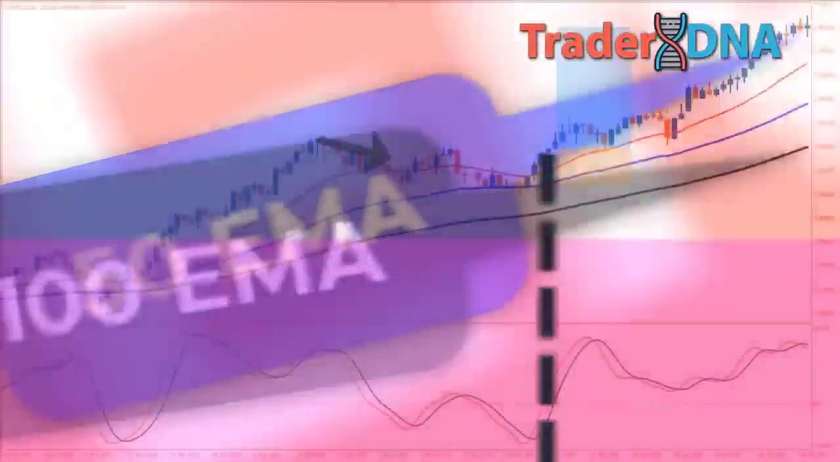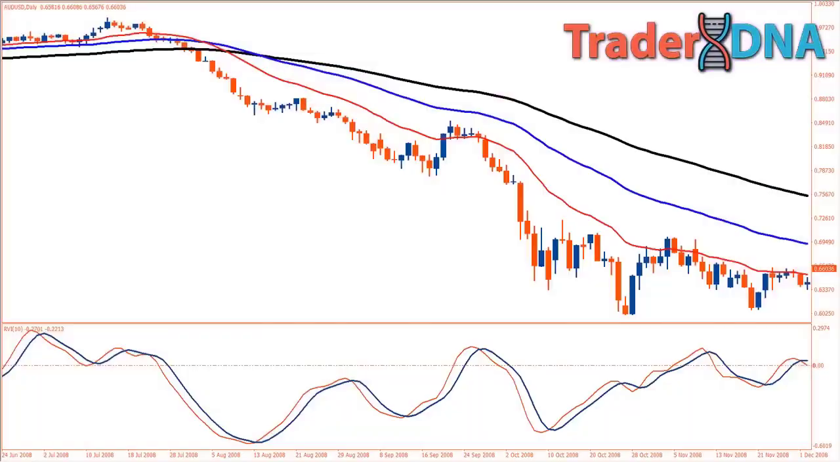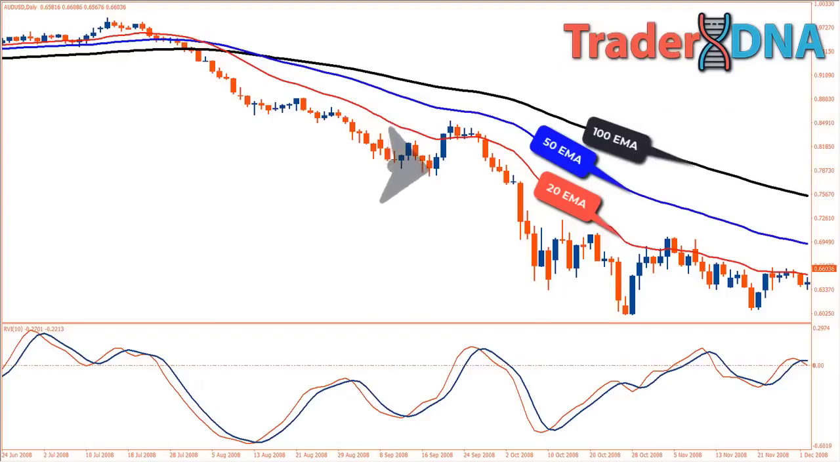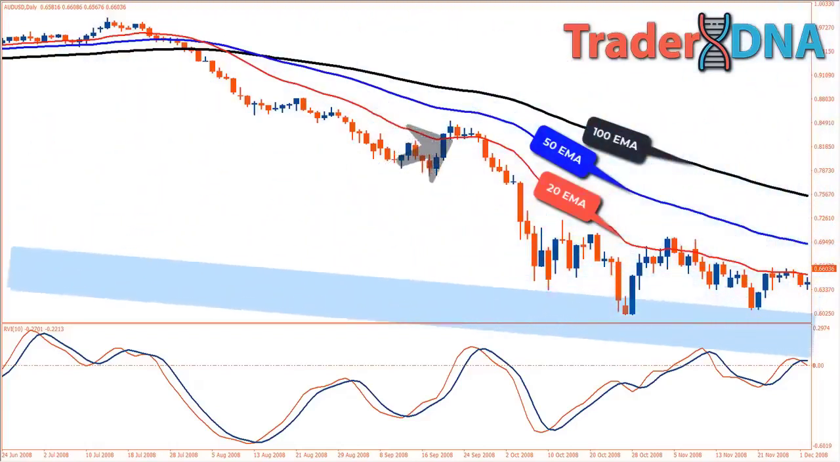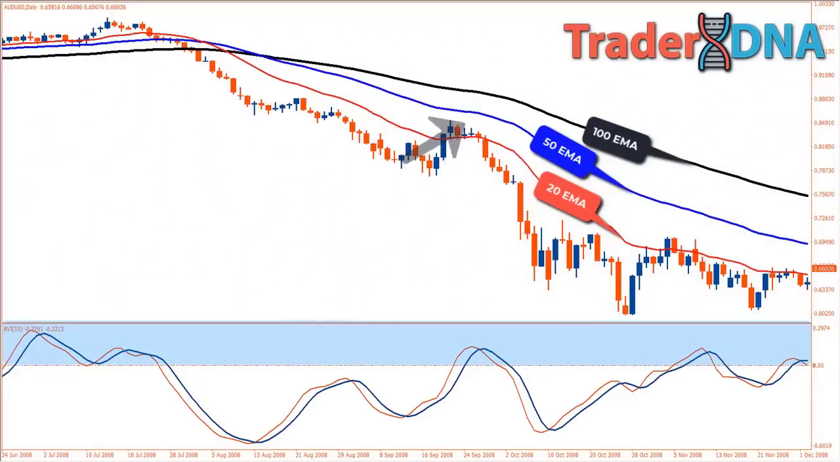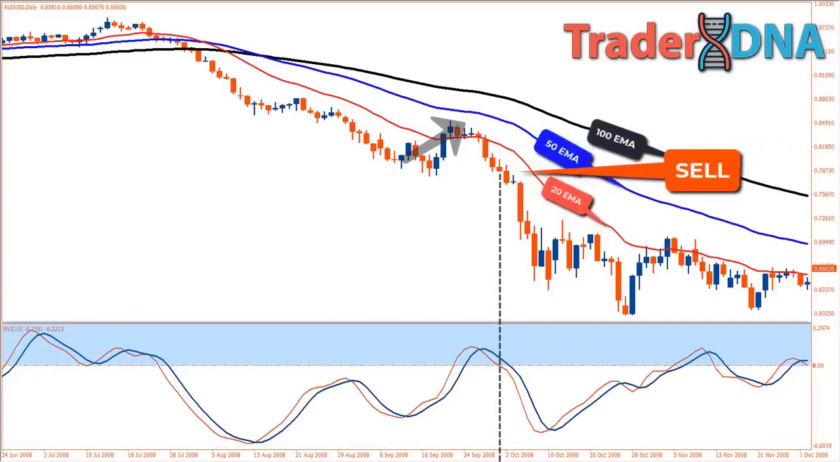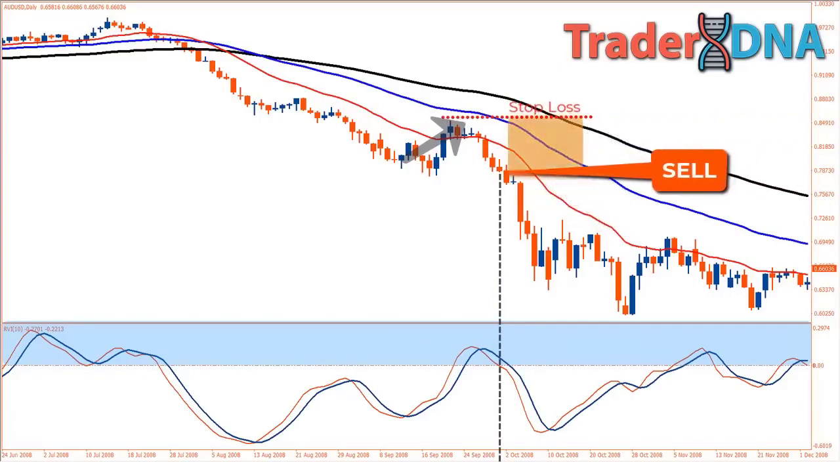In the second setup, we want to sell. In this chart, the 20-period EMA is below the 50, and the 50 is also below the 100. So first we are waiting for the pullback into the exponential moving averages and for the RVI oscillator lines to reach the overbought area. Once the RVI indicator makes a bearish cross below the center line, we can take a short position and place our stop loss above the nearest swing high or above the 50-period exponential moving average. This should be simple enough.